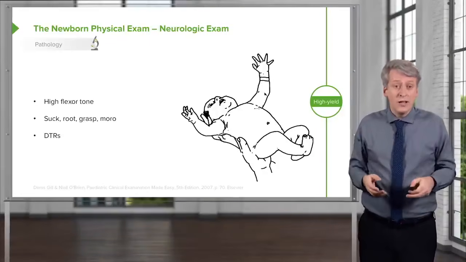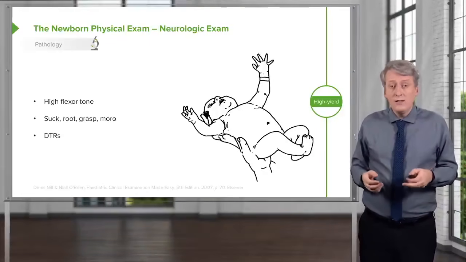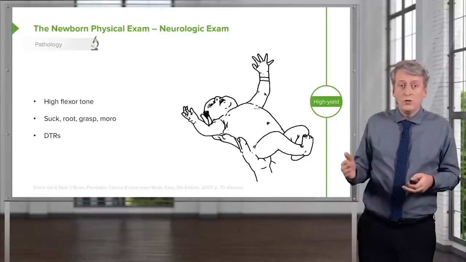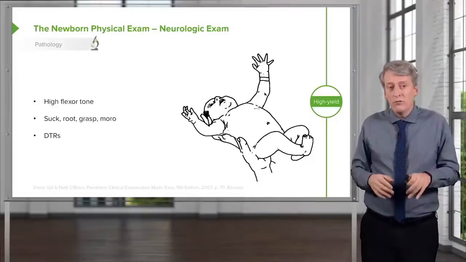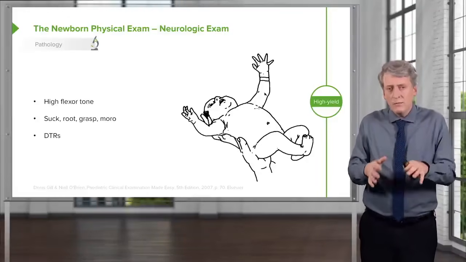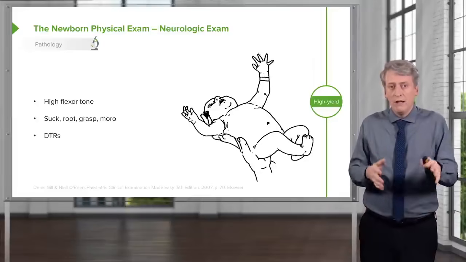Lastly, it is good to check the DTRs. The deep tendon reflexes are easy to appreciate in the knees, for example, of infants, and we can also check the heels for clonus. A little bit of clonus might be okay early in infancy. So that's my summary of the neurologic exam from head to toe in infants.